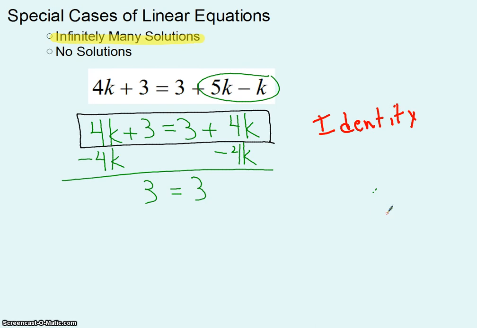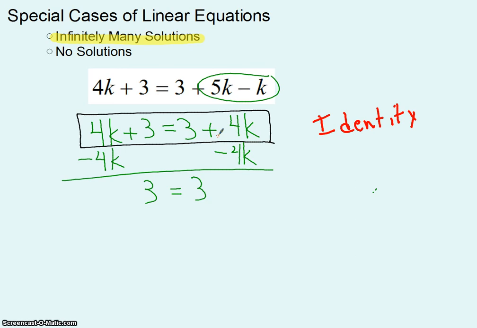So when the two sides are identical, it doesn't matter what you choose for k, you're going to get the same thing on both sides, which is the goal. We're supposed to find something we can put in for k and get the same thing on both sides. If I put a 2 in for k, 4 times 2 is 8, plus 3 gets me 11. And if I put 2 over here for k, I get 4 times 2 is 8, add that to 3, you get 11 again. So 2 must be a solution.